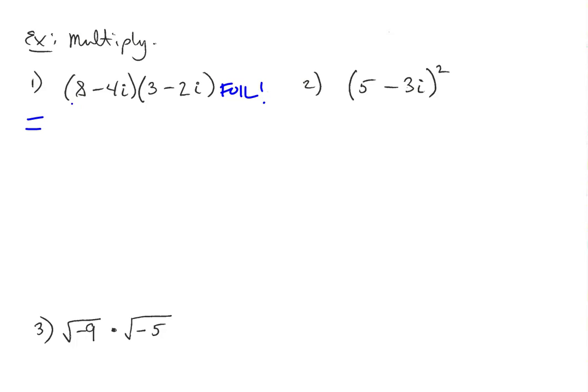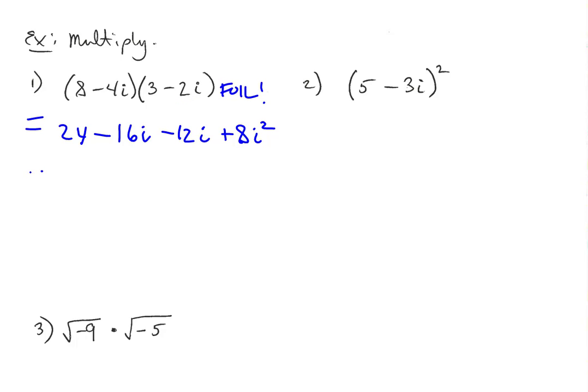these two expressions together. So first times first, 8 times 3 would be 24. Outer times outer, 8 times -2i would be a -16i. Inner times inner, -4i times 3 would be a -12i. And then last times last would be a positive, so plus 8i squared. Be careful on that. So it's -4i times the -2i would be positive 8i squared.